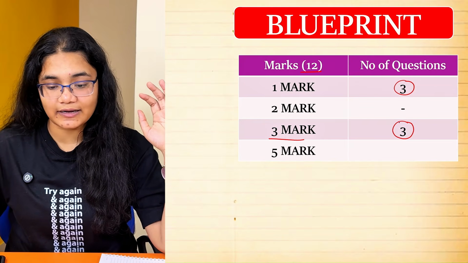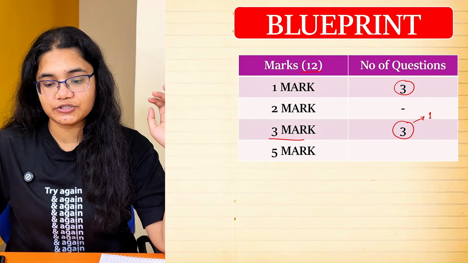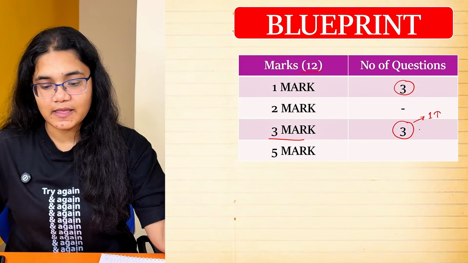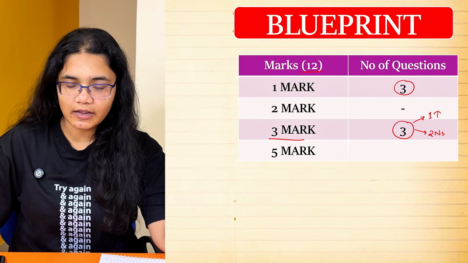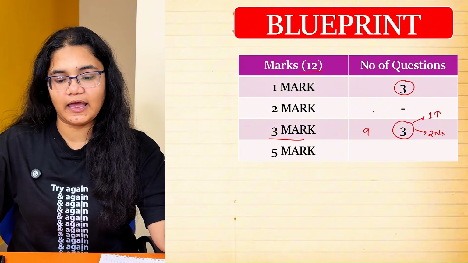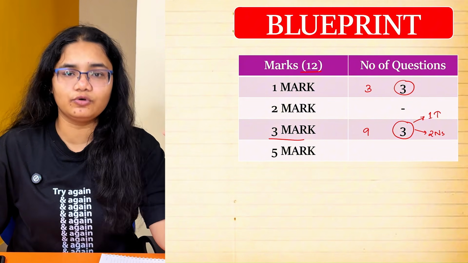And now let me tell you that in these 3 questions, 1 question will be theory of 3 marks, and you will have 2 numerical questions, each of 3 marks, right? So total 9 marks here, and you have 3 marks here, that will give you 12 marks.